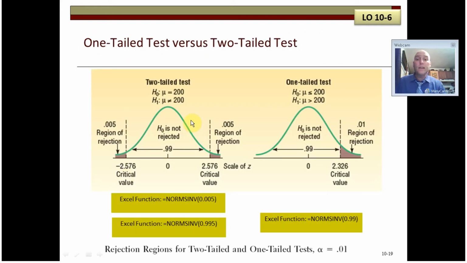Before, we had a two-tailed test. We simply said mu is 200 or it's not. Now we say mu is greater than 200 or it's less than or equal to 200. In this case, we follow the same steps that we used with the z-table. We would go and have an area in the tail of 0.01.